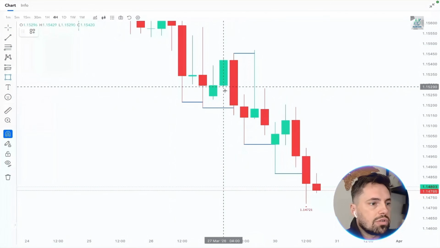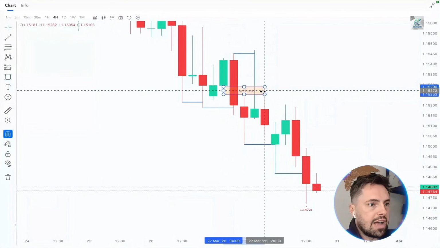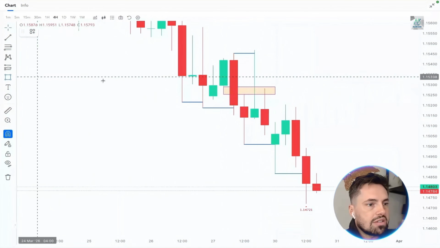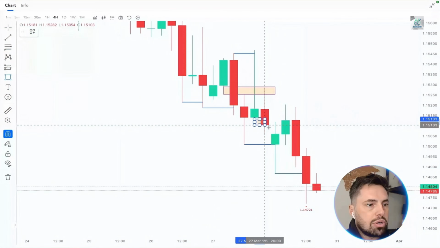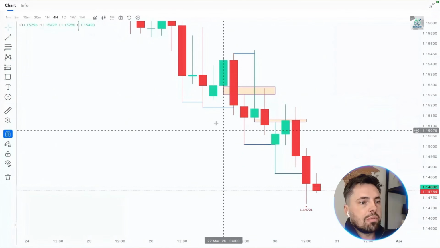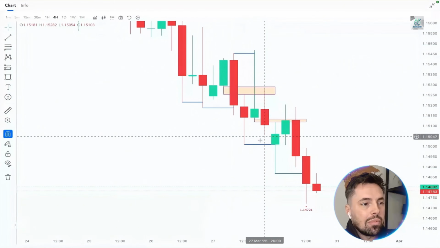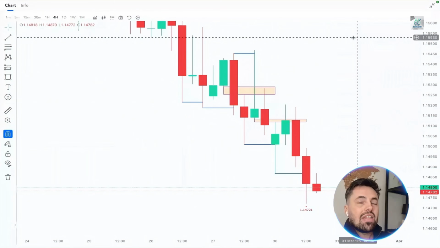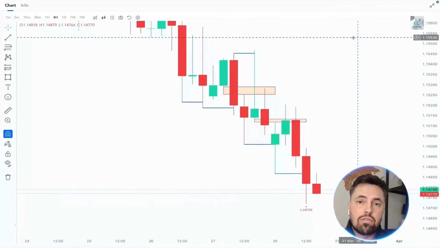And then I also like to mark out the fair value gaps as well, because again, these are institutional pushes and they show me the flow of the market. So these combined, you can clearly see that we are in a bearish market. That is how easy it is for me to find the flow of the market. The narrative is very simple.